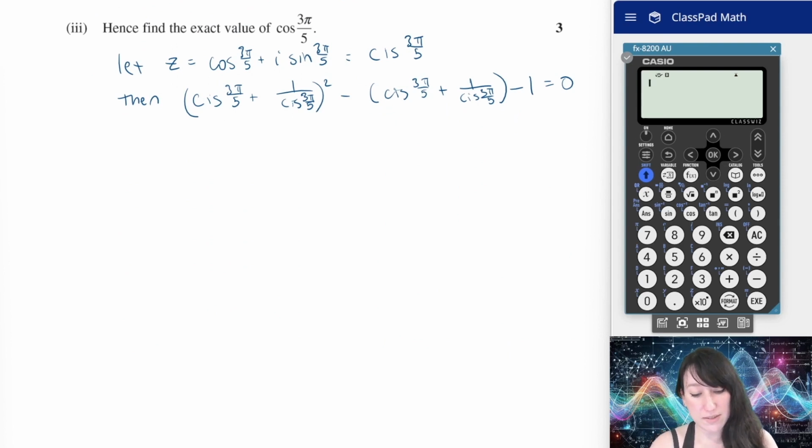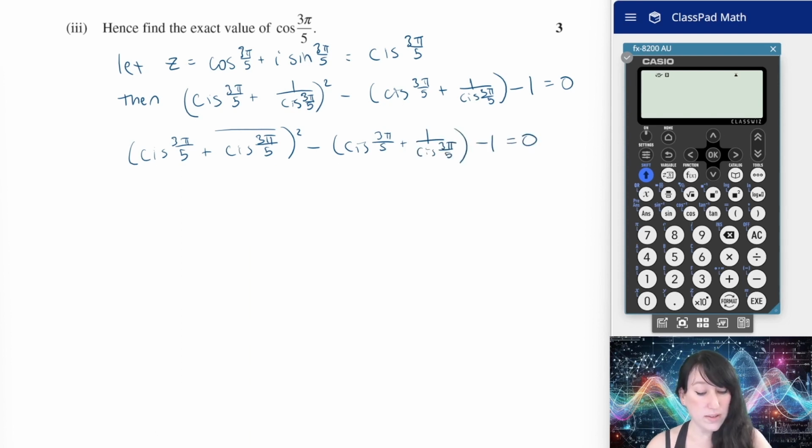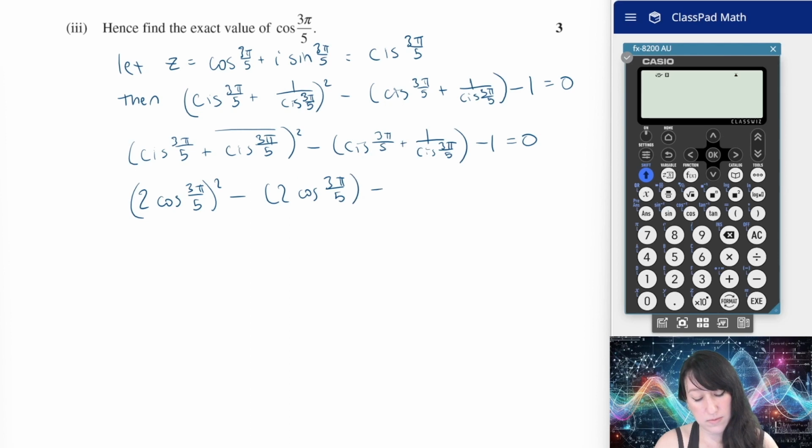Now, we could rewrite this. So 1 over each of those complex numbers will equal the conjugate of that complex number. Then if we consider cosine plus i sine plus the conjugate of the same thing, the imaginary components will cancel and we'll have 2 of each of the real components. Now, this is a quadratic in terms of cosine of 3 pi over 5.